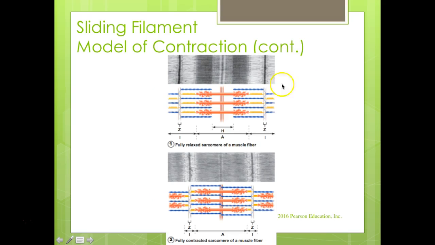So when this sliding filament happens, it brings these actin filaments more in. Do you see how they're further apart here? Our H zone is bigger here. When our muscle contracts, that H zone disappears, like I mentioned before. So those actin filaments are being pulled in. The myosin heads pull onto it, in, pull in, like that.